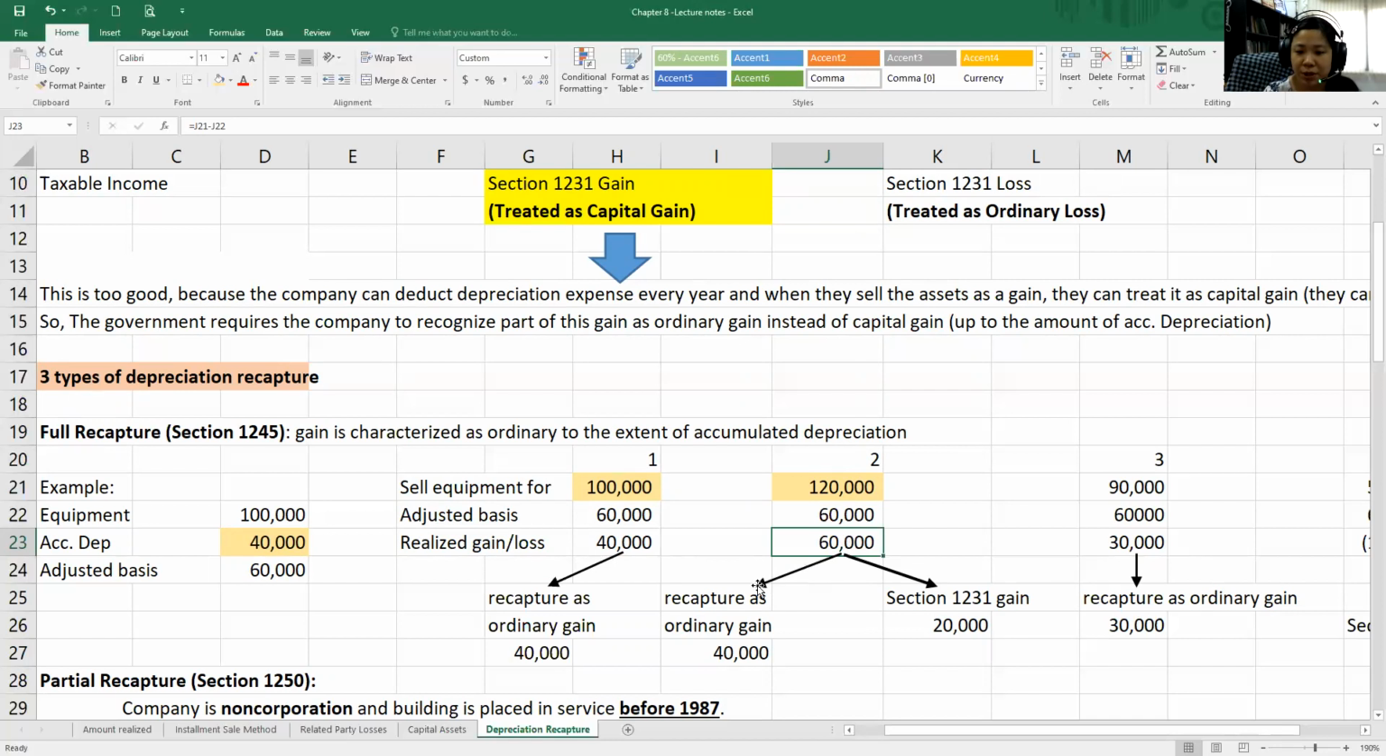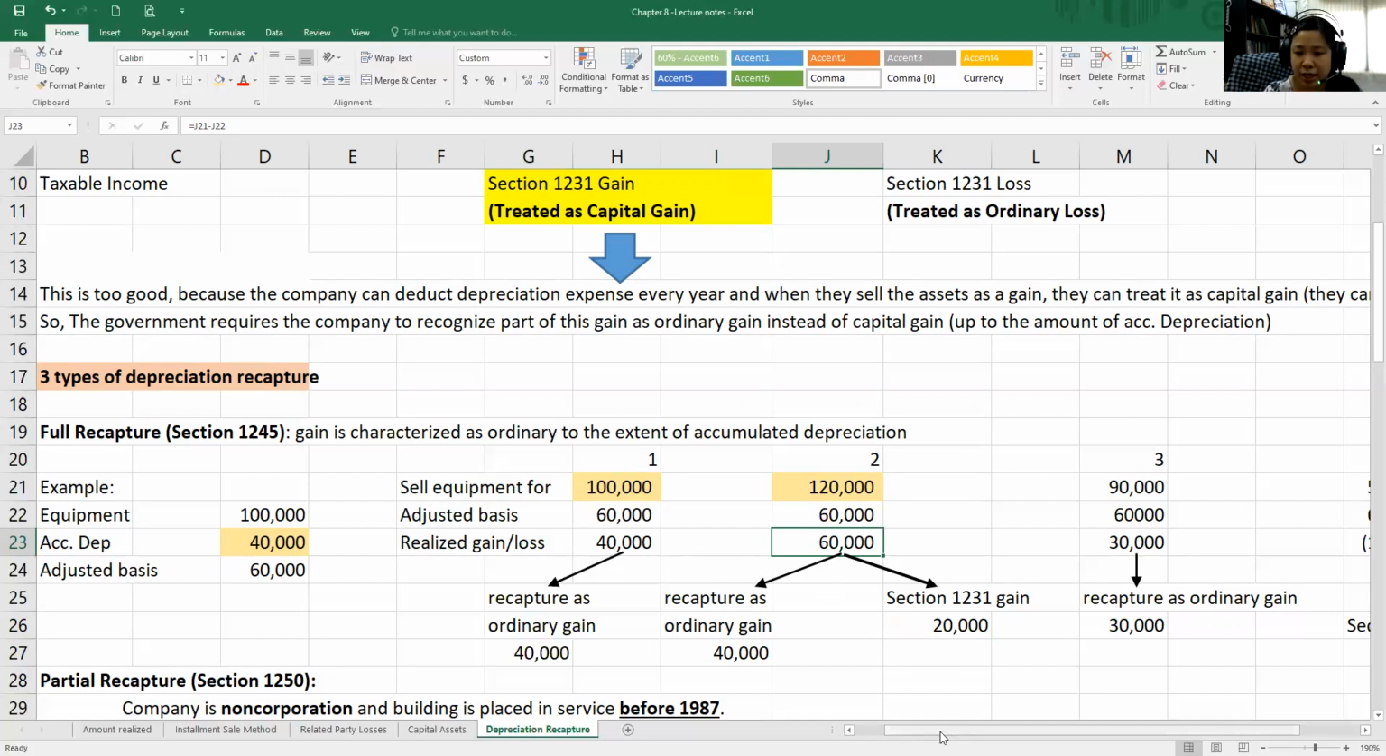So it means that we will recognize gain up to 40,000 of accumulated depreciation, and the rest, 20,000, will be section 1231 gain. In other words, it will be treated as capital gain, the 20,000. So again, the 60,000 realized gain includes 40,000 that we recapture as ordinary gain up to the amount of accumulated depreciation, and the rest, 20,000, will be section 1231 gain.